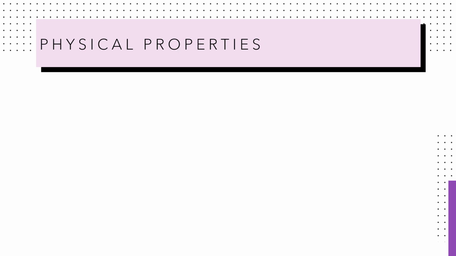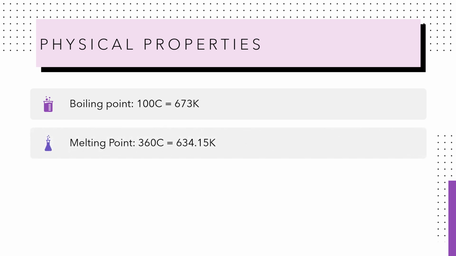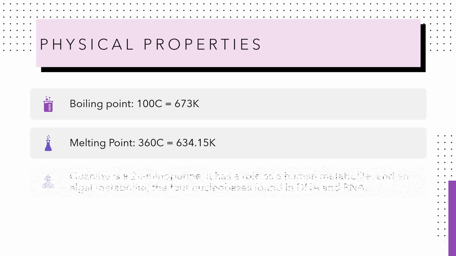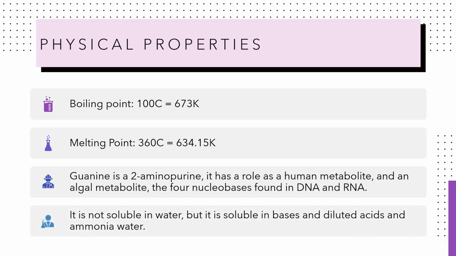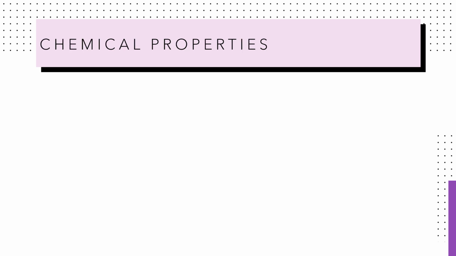Moving on to physical properties, boiling point is 100 degrees Celsius. That's equal to 673 degrees Kelvin. Melting point is 360 degrees Celsius. It equals 634.15 degrees Kelvin. Like I said in the last slide, it is a 2-amino purine. It has a role as a metabolite and the algal metabolite, and again found in DNA and RNA, and it is not soluble in water, but it is soluble in bases, diluted acids, and ammonia water.